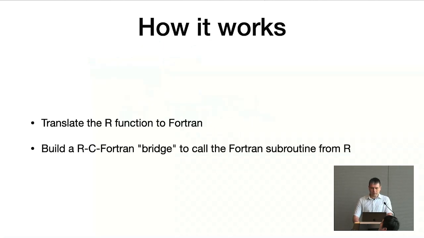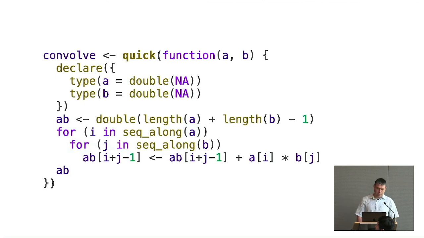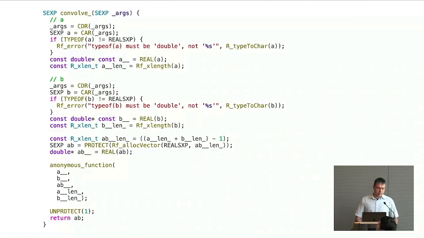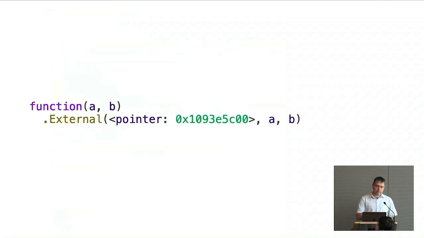Okay, so if you just want to use Quickr, that's roughly all you need to know, but I'm sure many of you are curious, how does it work under the hood? So what happens when you pass a function to Quickr is it takes that function and translates it to Fortran, and then it lays down the plumbing to make that Fortran routine callable from R. So this R function becomes this Fortran subroutine. And then this C function is built. This is the bridge between Fortran and R, and here we unpack the R arguments. This is where we do the type checking, call the Fortran subroutine, and then return the result. And then this compiled C function gets wrapped in an R closure, and that's returned to the user at runtime.